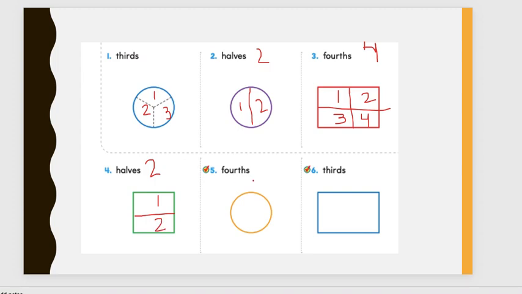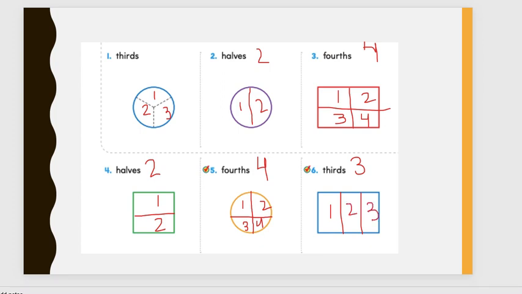Over here, I have my circle that says fourths. That means 4. Split up my circle into 4 equal parts. My 1, 2, 3, and 4. I like to label because that helps to reassure me that I'm doing this correctly. And then lastly, I have my rectangle over here. It says thirds. That means 3. And splitting that up into 3 parts and labeling it.